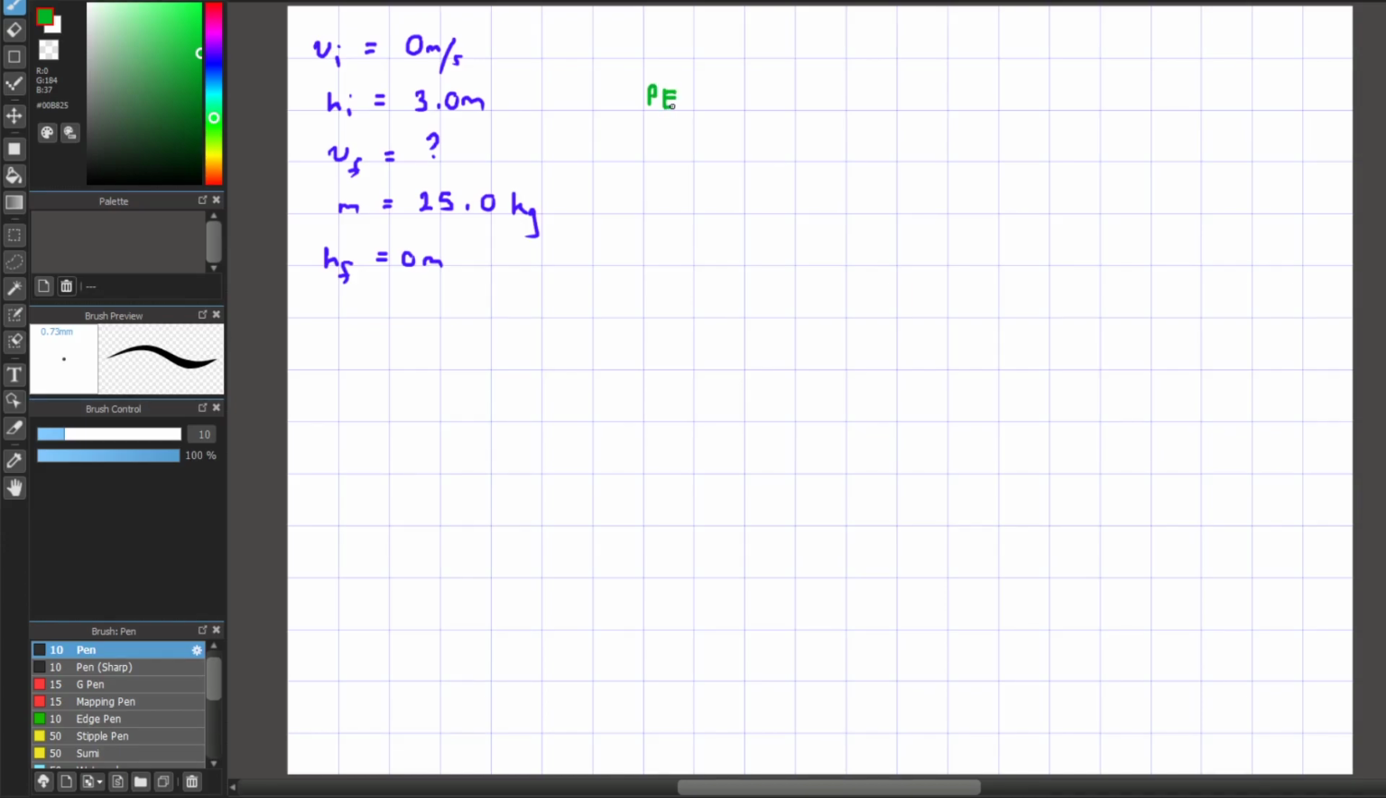Let's write our conservation of energy equation. Initial potential energy plus the initial kinetic energy equals the final potential energy plus the final kinetic energy. There are no springs involved in this problem, so the potential energy is due to gravity. We can go ahead and write in the potential and kinetic energy equations then.